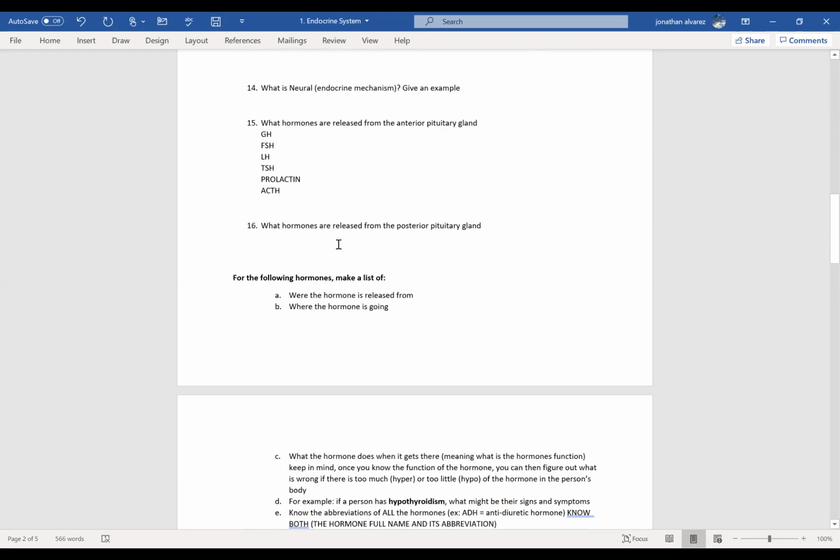Okay, what hormones are released from the posterior pituitary? That would be ADH and oxytocin.